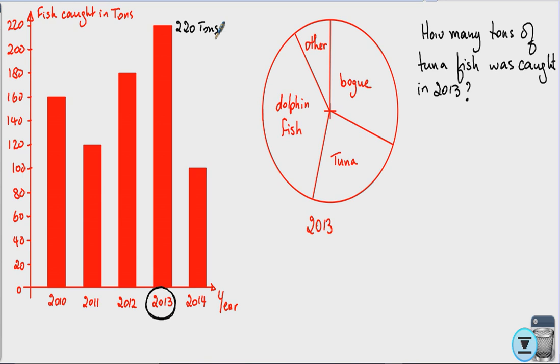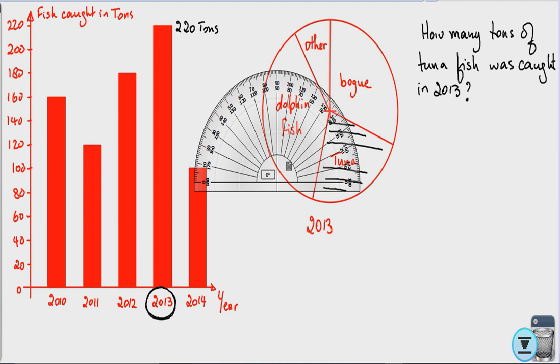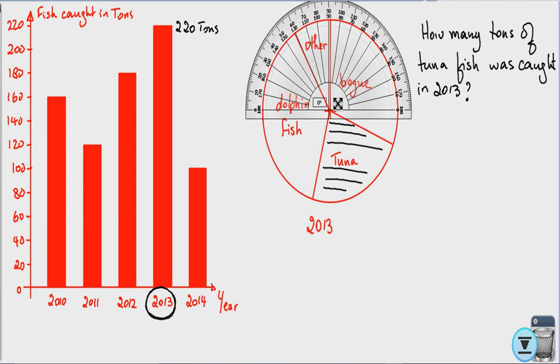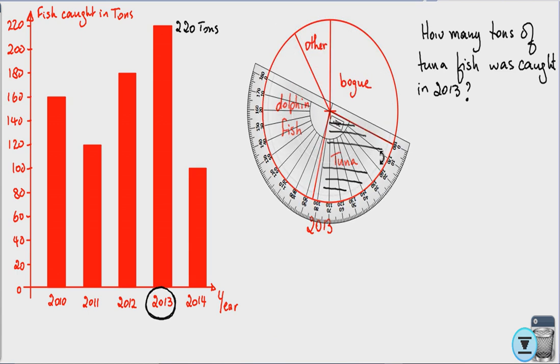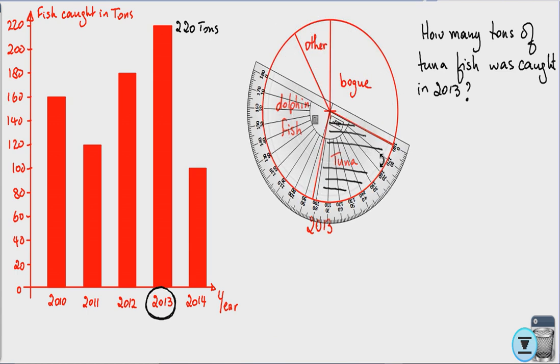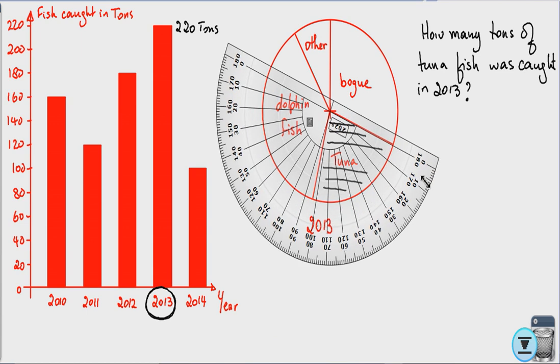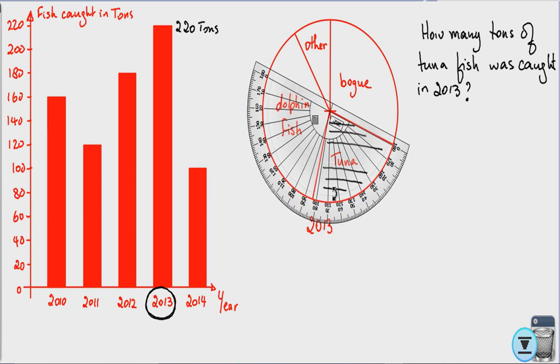Now, I also know that in 2013, this amount of tuna was caught. So I'm going to find the angle which represents tuna. So I'm going to use my protractor. 0 on one of the lines. And we measure the angle. Okay? And that is an angle of 83 degrees. That is an angle of 83 degrees. I have 0, 10, 20, 30, 40, 50, 70, 80, and 3 degrees.